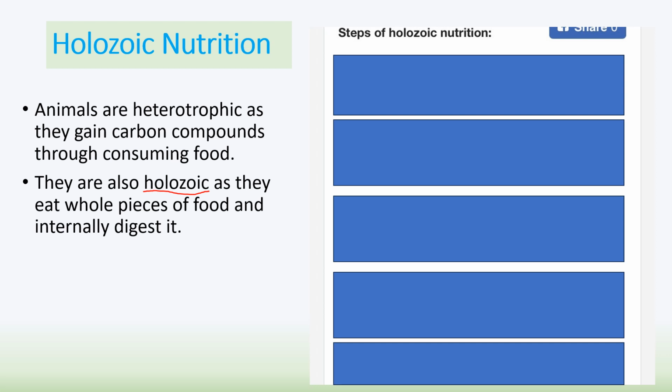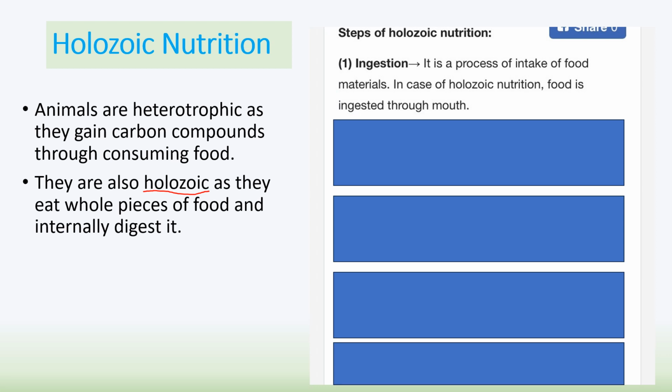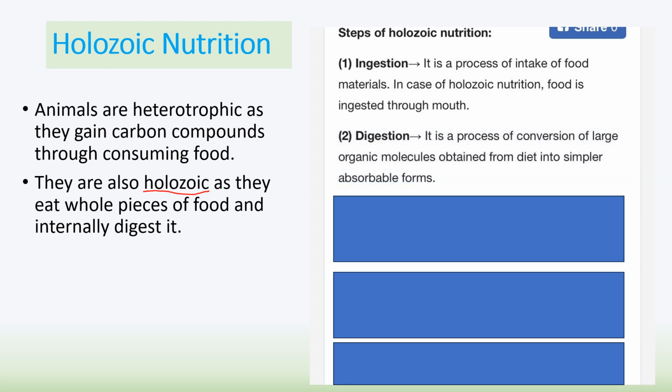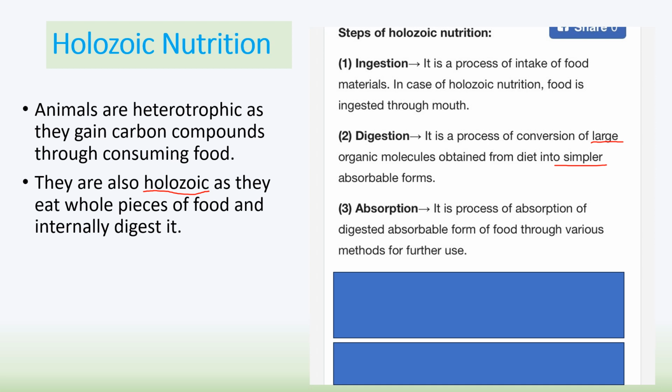And you need to know the basic stages of that. So stage 1 is ingestion. I take in the food, okay, through the mouth. Stage 2, I then digest it. And digestion is the conversion of large, and I would actually say large insoluble molecules, okay, into small, simpler, soluble molecules.